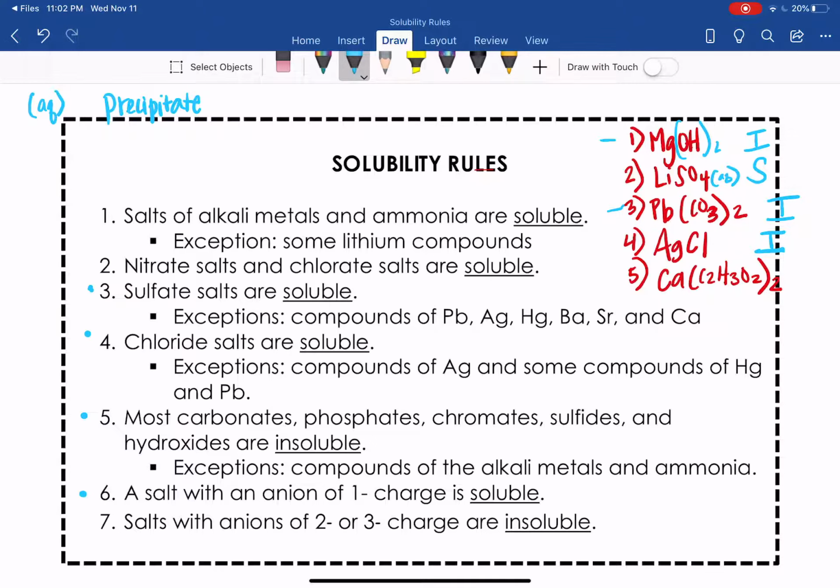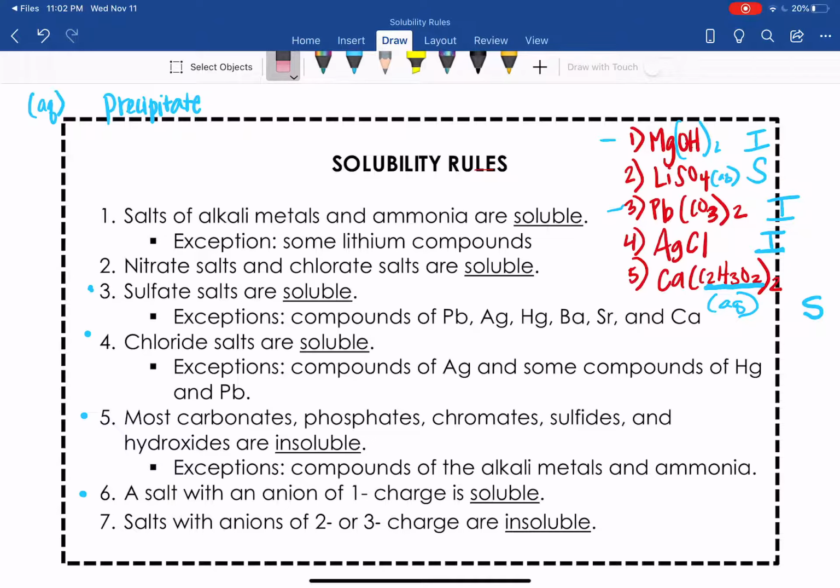Let's look at Rule 6. A salt with an anion charge of -1. Well, if we look up acetate, acetate has a charge of -1. Okay? So we would say that this is soluble, and therefore we would label it as aqueous if we are writing it out.